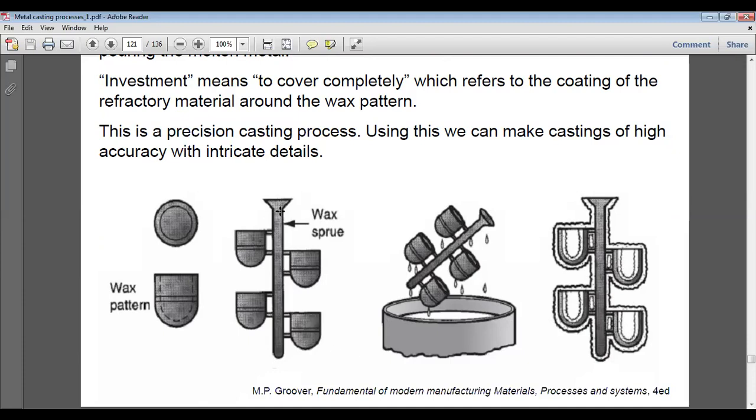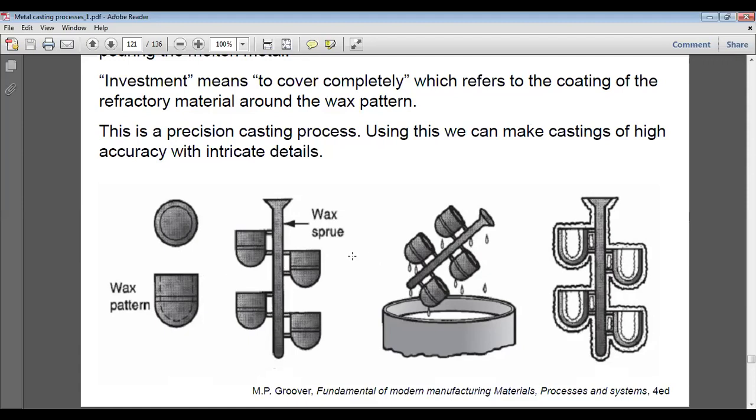This is the wax sprue, and this is the pouring basin, through which the molten metal is poured. Then this molten metal will come into the wax in this place, this place, this place, this place. These are the wax patterns. These are the duplicate, the replica of the actual casting that is to be made.